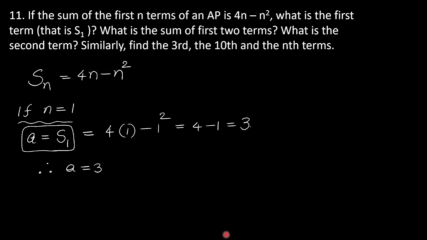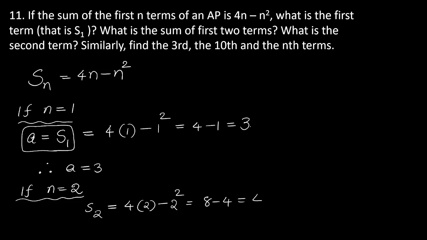Joshida understood. Lina understood. I am putting n equal to 2. You will get S2. So on the right side also you have to put n equal to 2. 8 minus 4, 4.